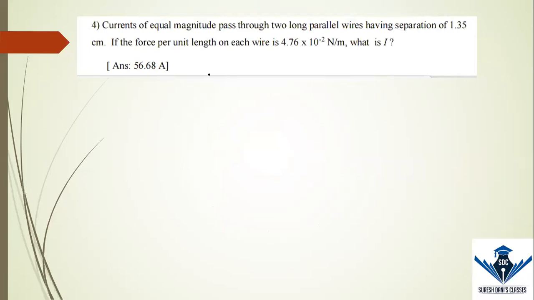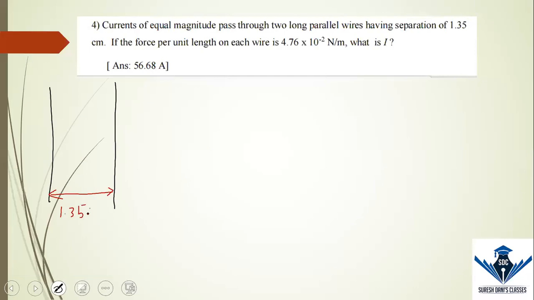Currents of equal magnitude, अच्छी बात है, right? Current of equal magnitude pass through two long parallel wires. मतलब दोनों current same है. I1 is equal to I2 is equal to I. मतलब दोनों को same लेना है. Having separation of 1.35 centimeters. दो पैरेलल वायर्स हैं और दोनों पैरेलल वायर्स के बीच का डिस्टेंस दिया गया है हमें. This distance is given to us and that distance is 1.35 centimeters.